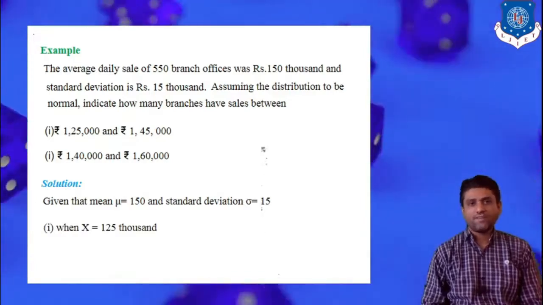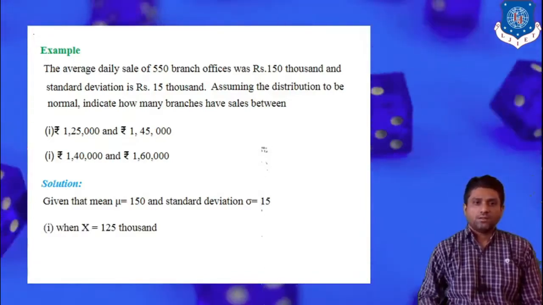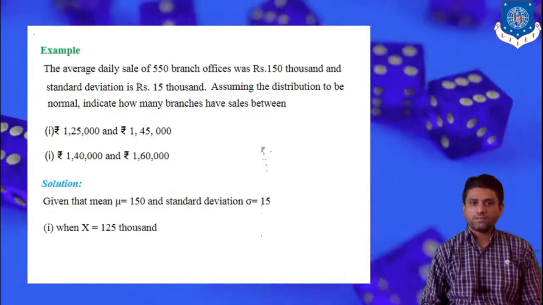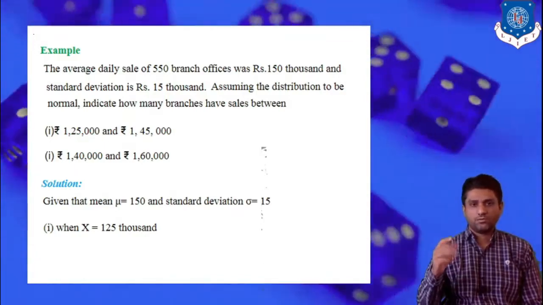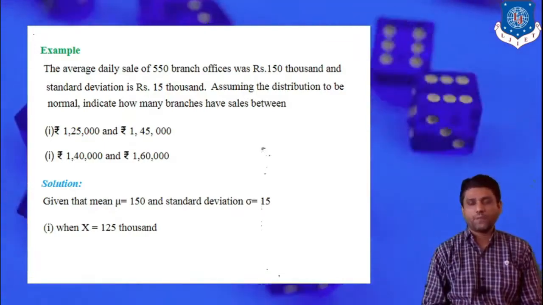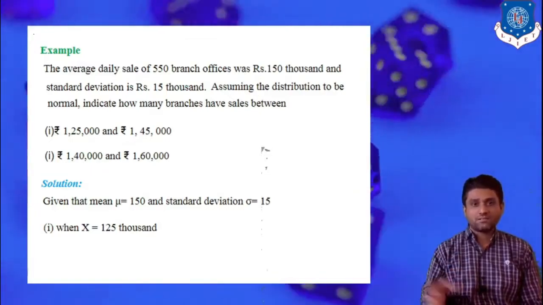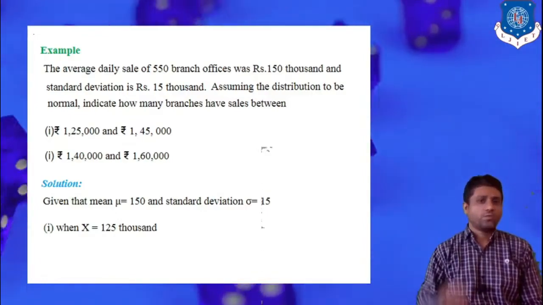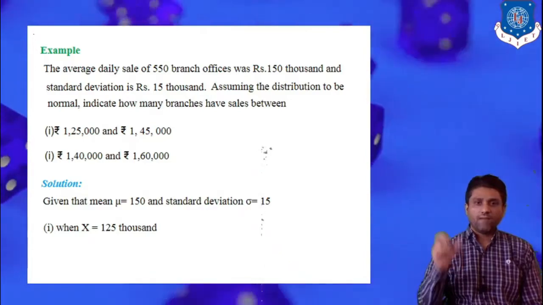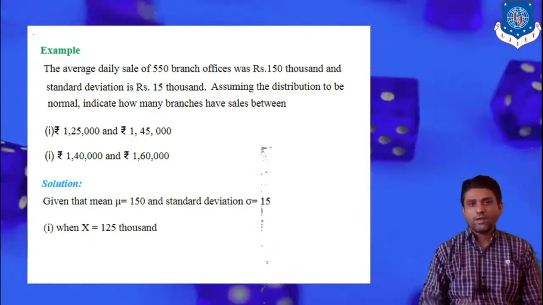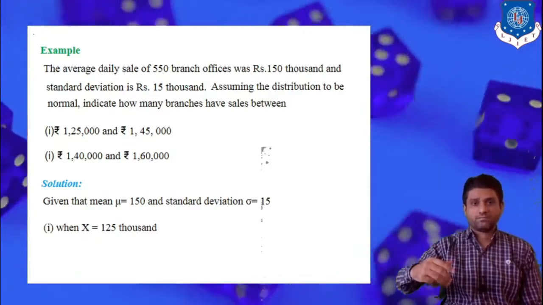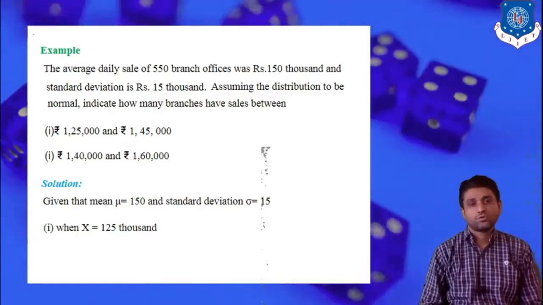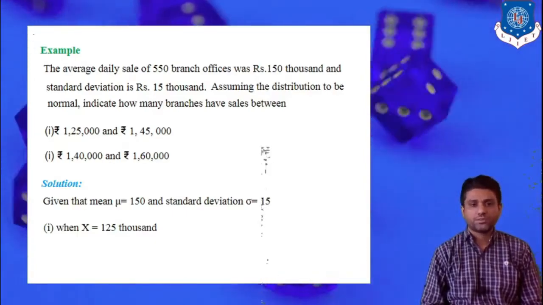Remember, in the first option we are interested to find out how many branches have sales between 1,25,000, that is our first value. The left bound of the interval is 1,25,000. So definitely it exceeds the range of x, that is -3 to 3. So we cannot collect the value for x at 1,25,000 from the standard normal table. That's why we need to apply the Z transformation.